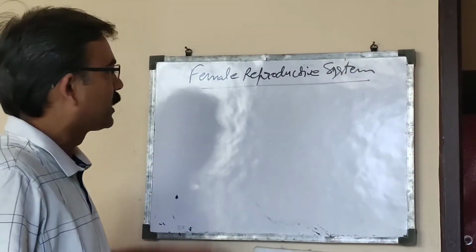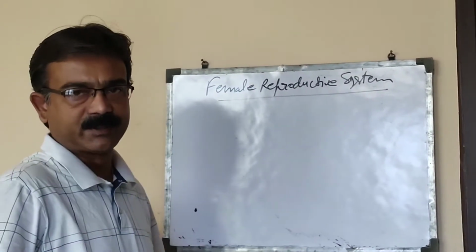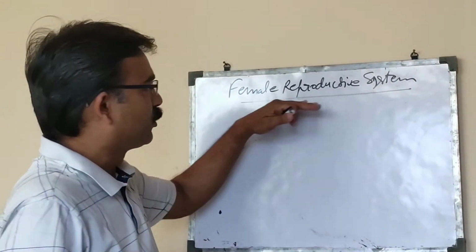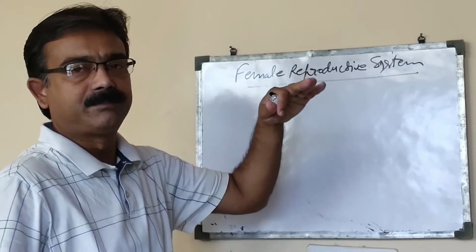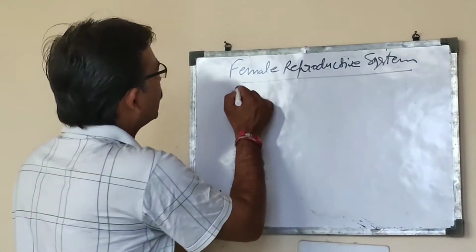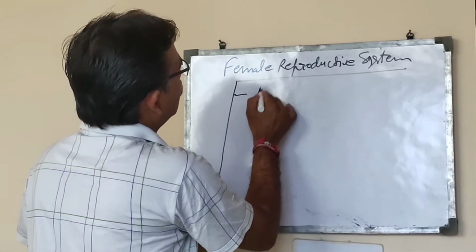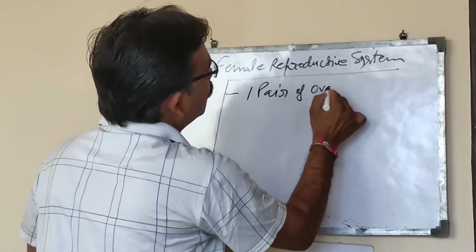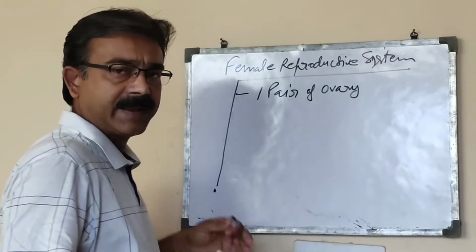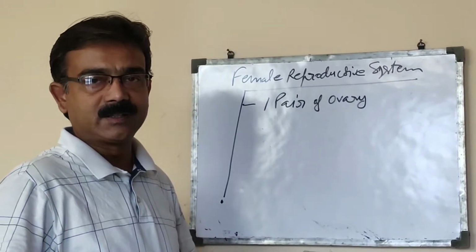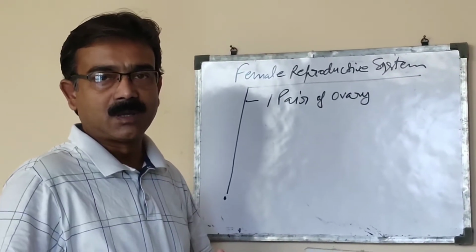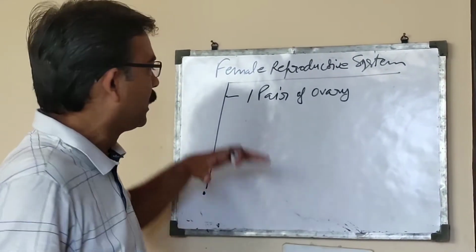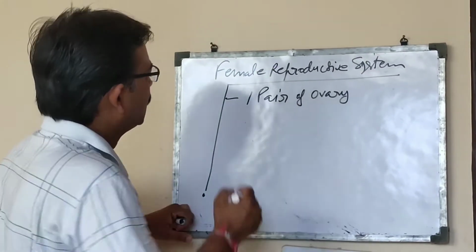Students, today we will start the female reproductive system. In female humans, the female reproductive system comprises some parts, and these are a pair of ovaries lying in the lower abdominal region on each side, the lower abdominal region or upper pelvic region, a pair of ovaries.